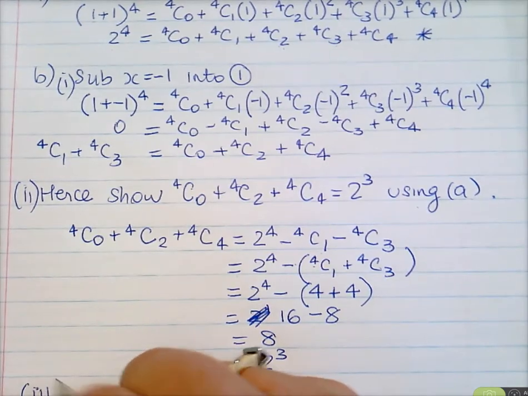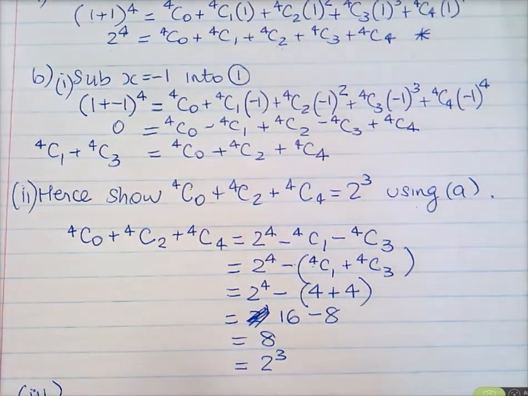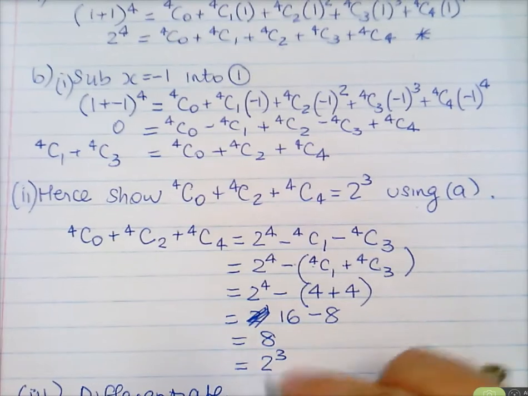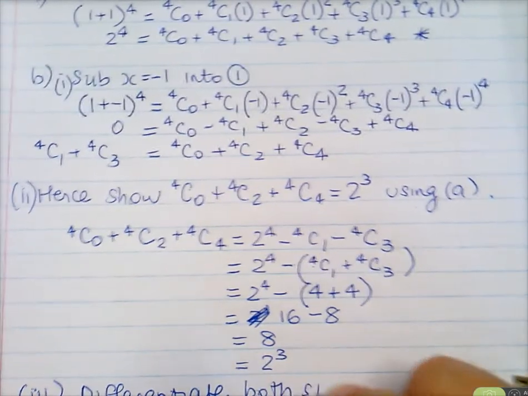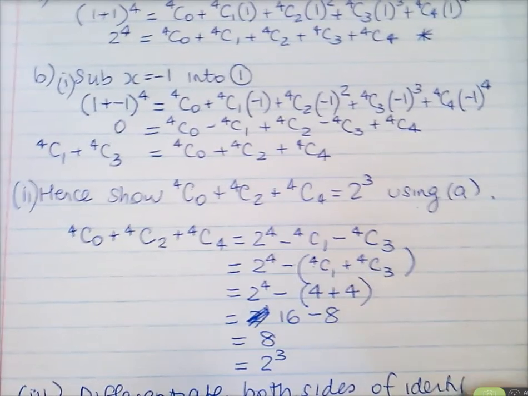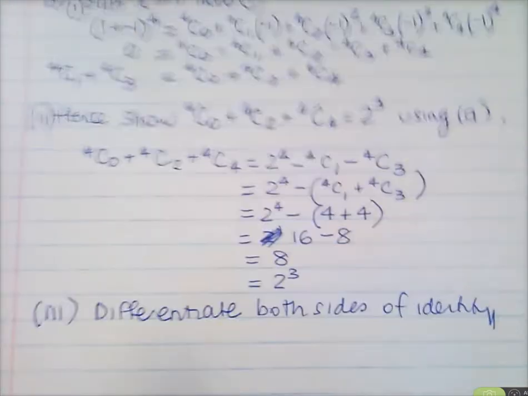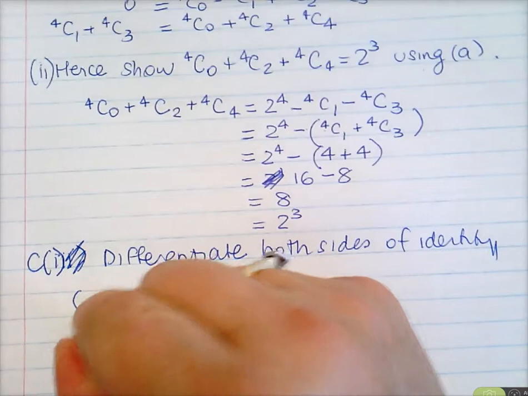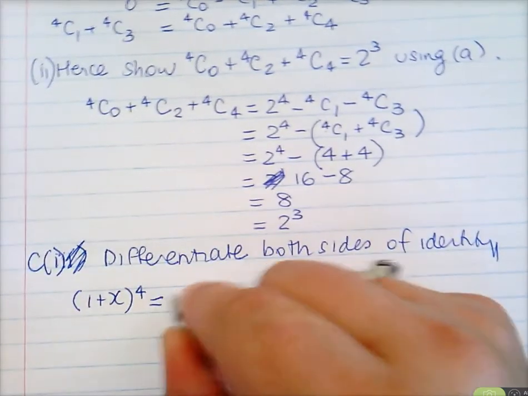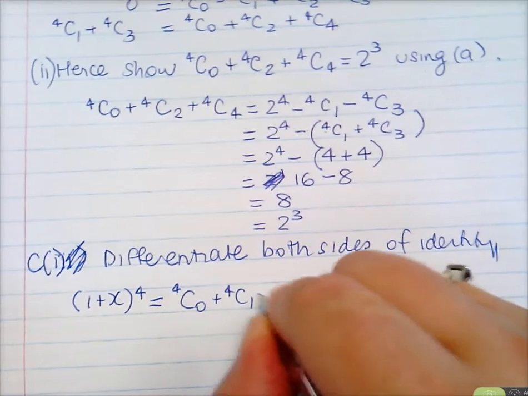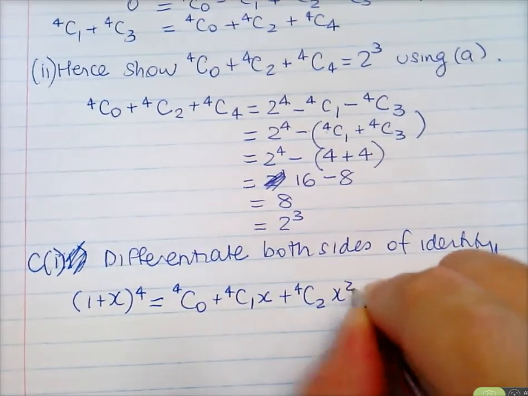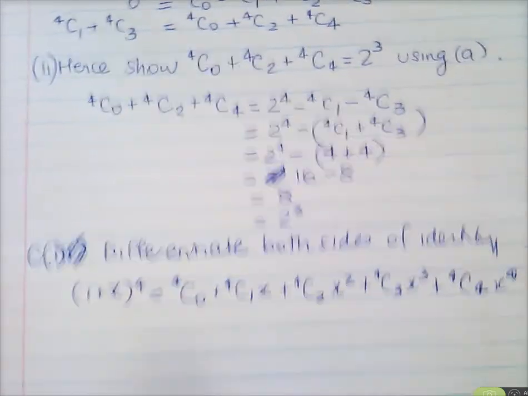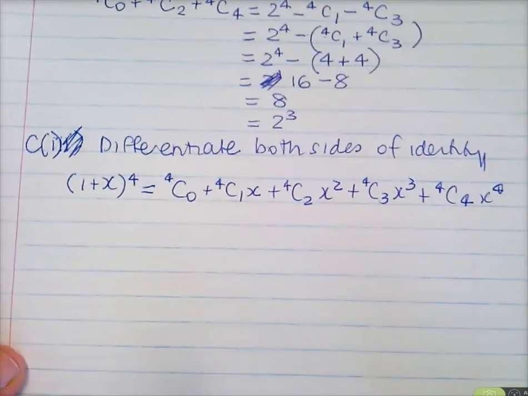Part C says, now we're going to differentiate. It says differentiate both sides of the identity, and then we're going to substitute x is 1 and x is negative 1. So C part 1 says differentiate both sides of the identity. Now the identity is 1 plus x to the power of 4 equals 4 choose 0 plus 4 choose 1x plus 4 choose 2x squared plus 4 choose 3x cubed plus 4 choose 4x to the 4. That's the identity. You have to differentiate both sides of the identity.